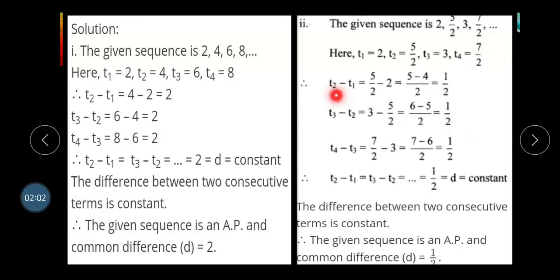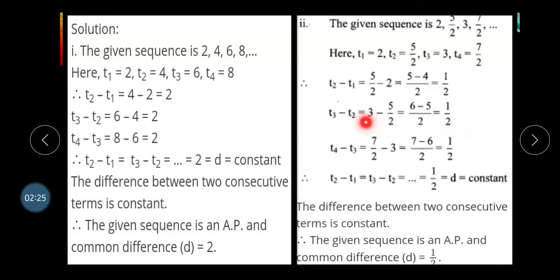Therefore, T2 minus T1 equal to 5 upon 2 minus 2. Here we need to equalize the denominator. So, in the numerator and denominator, we are going to multiply by 2. So, we get 5 minus 4 upon 2. 5 minus 4 equals 1 and 2 remains as it is. So, it becomes 1 upon 2.